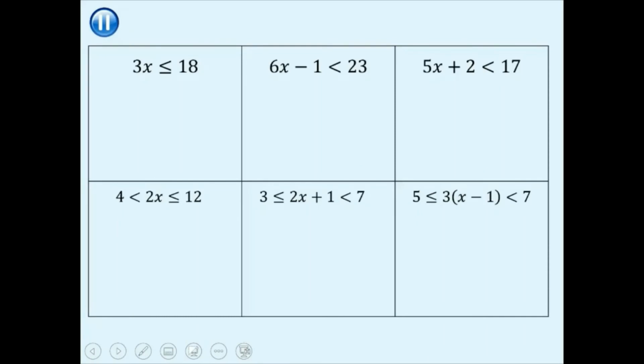Okay, here are 6 questions. They are all from the previous slides you've just seen. So if you need to go back a few times, do it. And pause it while you're working, and then the answers will come up when you press play again.